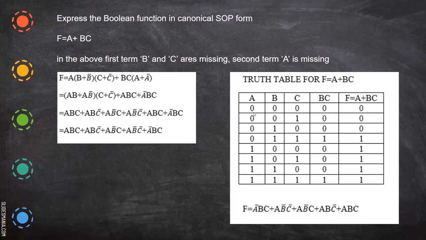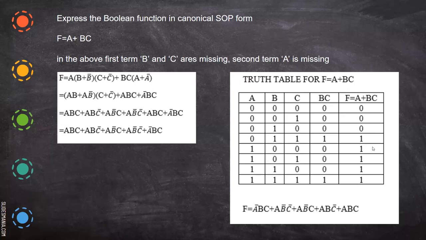A, B, C, you take the combinations, and then BC, because we calculate this value. So you multiply this, and you get 1 here, 1 here, and in all the other places, 0. Now add with the value A plus BC. When you do that, here one, here one, here one, and here one.